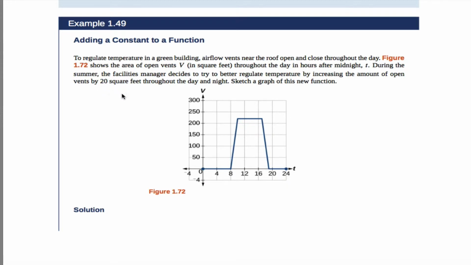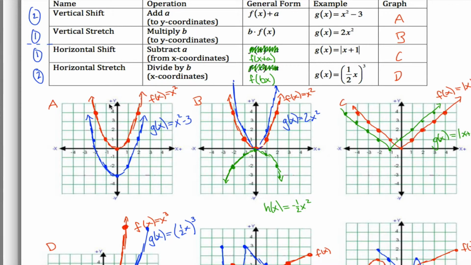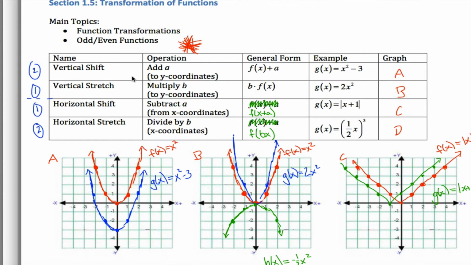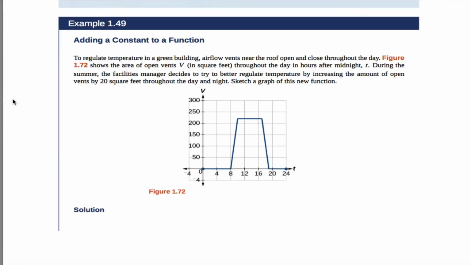And that's important. It might seem like I'm beating this to death, but I'm not adding 20 to the input. I'm not multiplying the output by 20. I'm adding 20 to the output. So the type of transformation I have is this guy. I have a vertical shift going on. I'm adding some number to the y coordinate. If this was my function, f of x was the area of the vents in terms of time, I now have f of x plus a. I'm adding 20 to it.